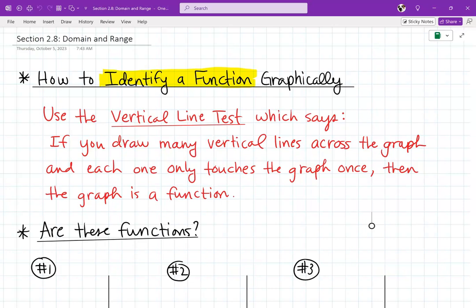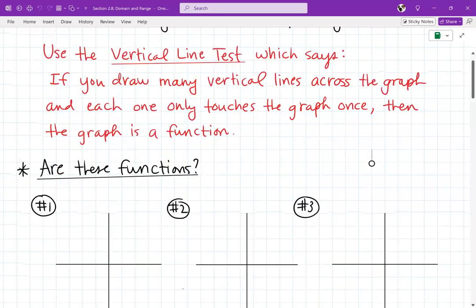And that definition, I wrote it for you guys right here. I said, how are you going to identify a function graphically? You're going to use the vertical line test, okay? The vertical line test basically says that if you draw many vertical lines across a graph, so there's going to be a graph provided for you already, if you draw a bunch of vertical lines across each graph, and each one only touches the graph one time, then the graph is a function. If it touches more than once, it's not a function.